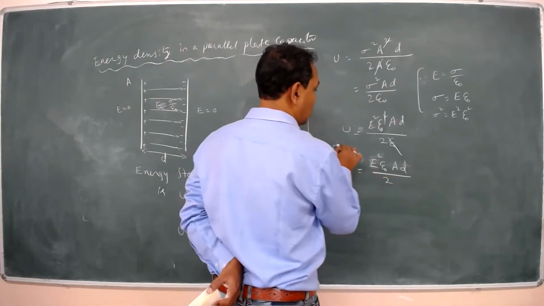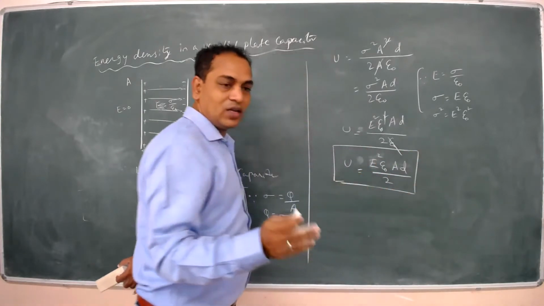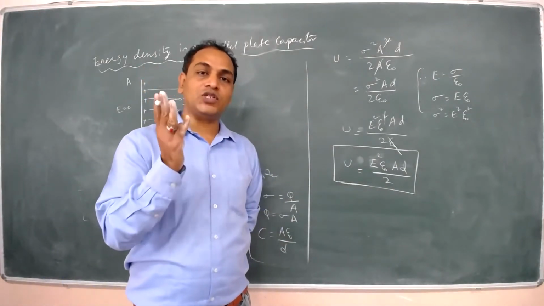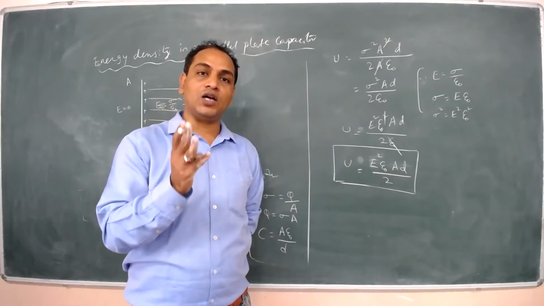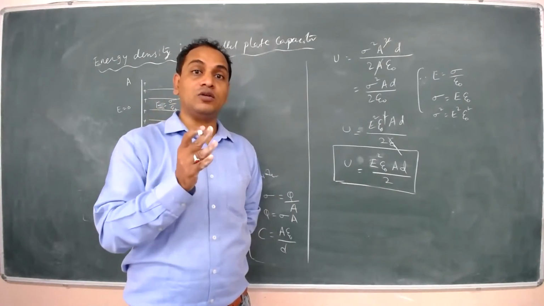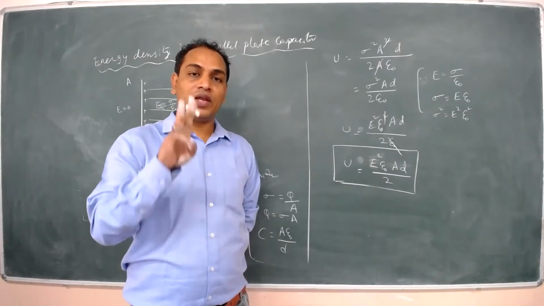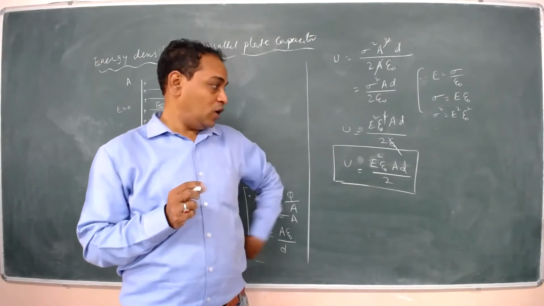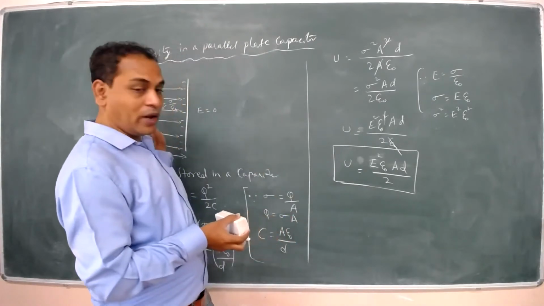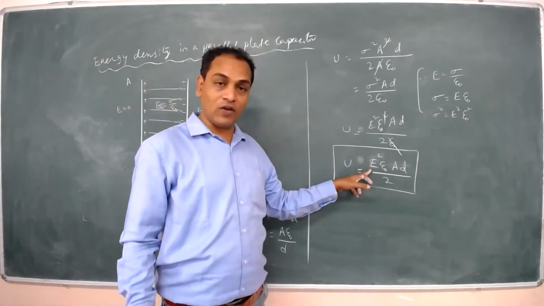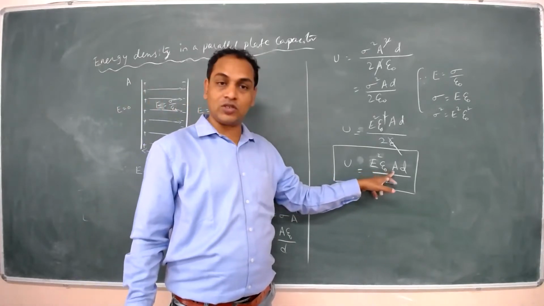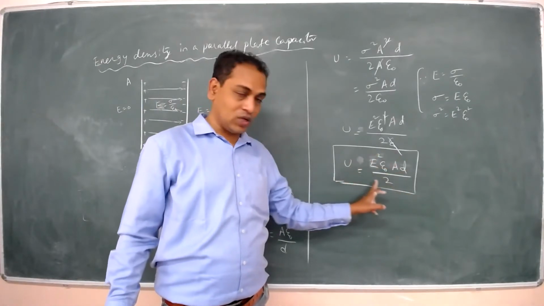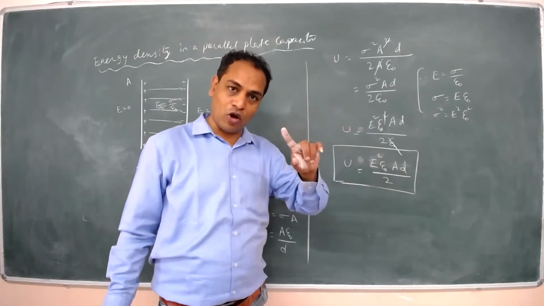So, as we have seen initially, energy stored between the two plates in terms of charge, potential, or capacitor, there are 3 different formulas we have seen. So similarly, between these two plates, if you know the electric field, and if you know the area of the capacitor and the distance between them, then also one more formula is there, that is this one. This is also equal to the same formula.